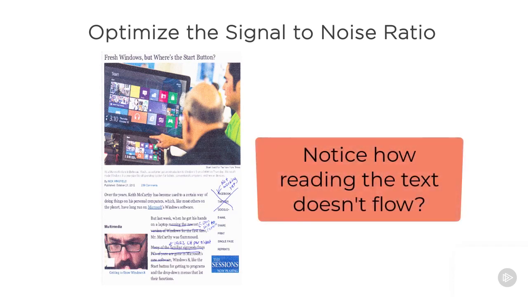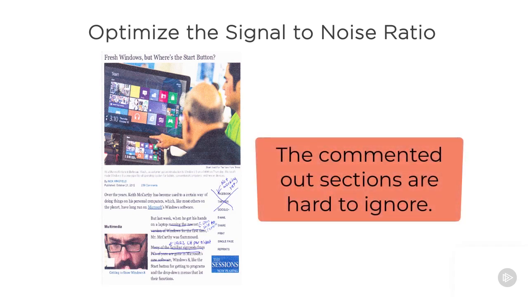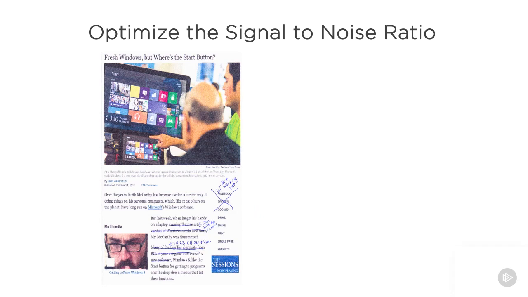Notice how reading the text doesn't flow? The increased noise hurts comprehension, and it's difficult to ignore the commented section even though it's likely irrelevant, or worse, misleading and incorrect. Now, one could argue that source code isn't the finished product, so a comparison to a finished publication is apples and oranges.